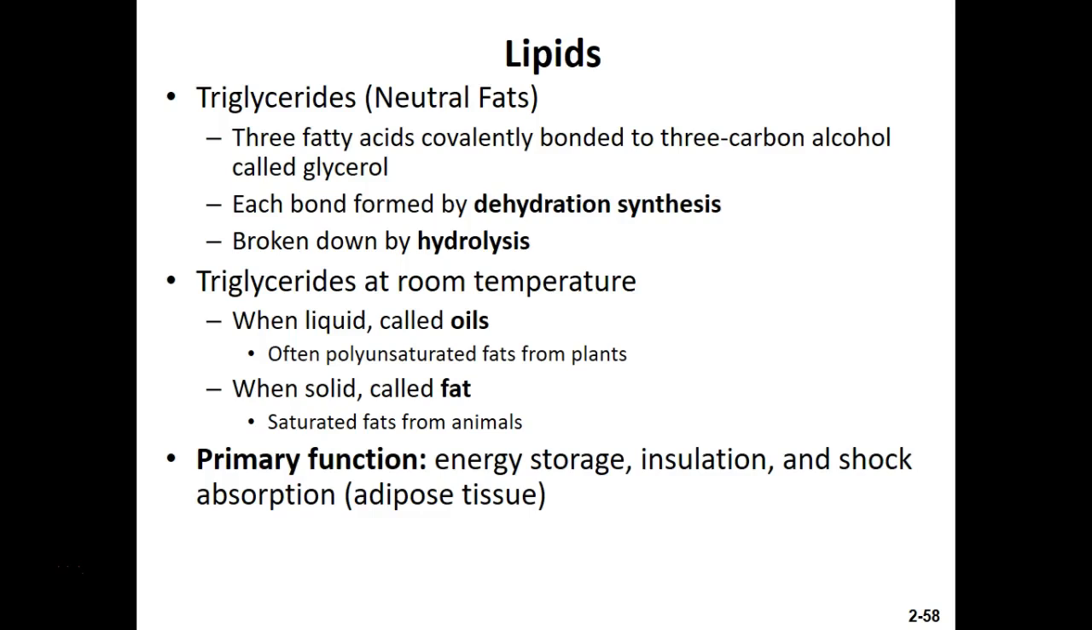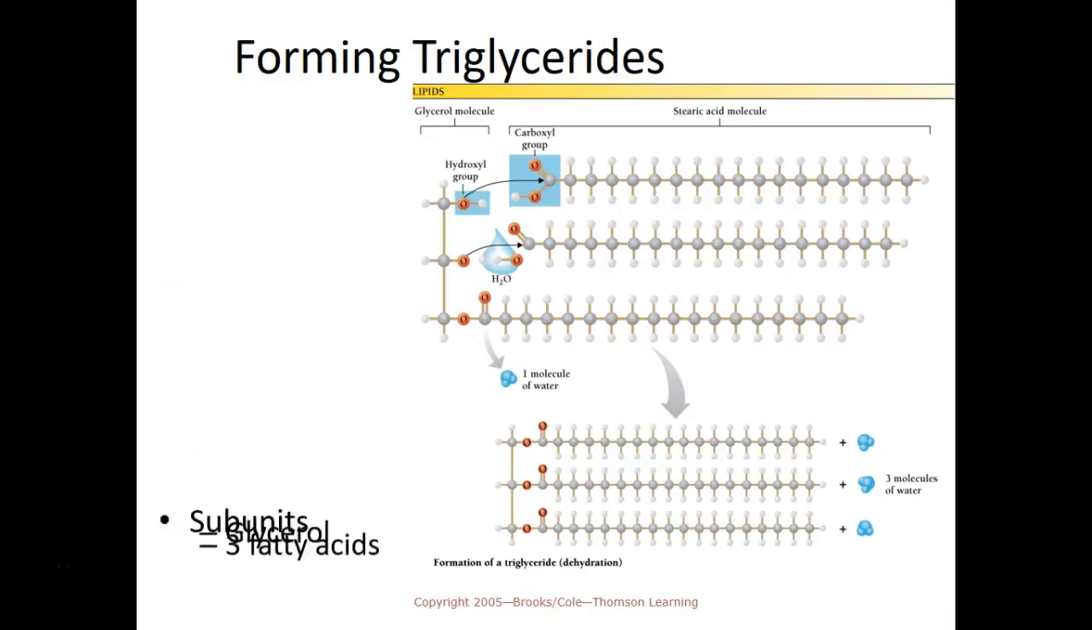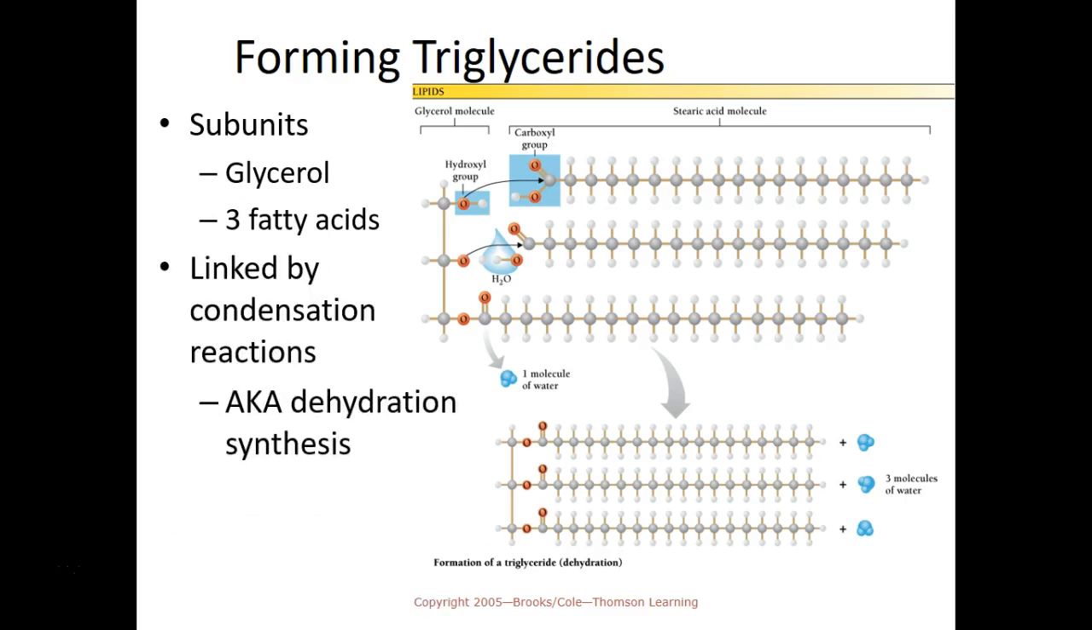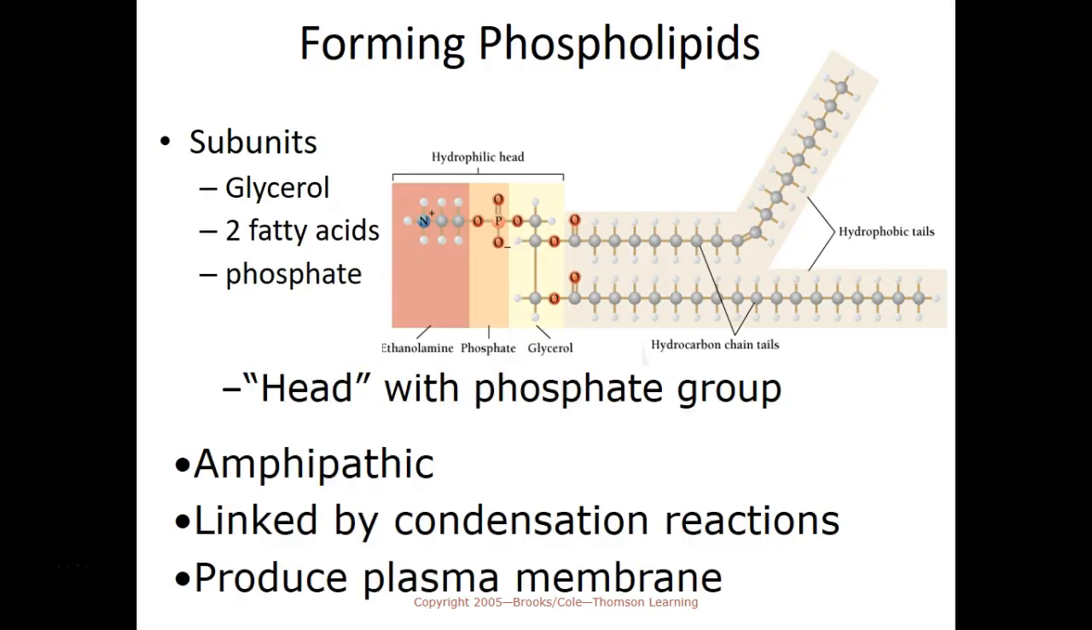It acts as a shock absorber, so it surrounds organs, and when there is any damage to that region of the body, the fat will take in as much of the shock first, and that protects the organs that are deeper. So our triglyceride is made up of a glycerol and 3 fatty acid tails, and they're linked through dehydration synthesis. They can be broken down through hydrolysis.